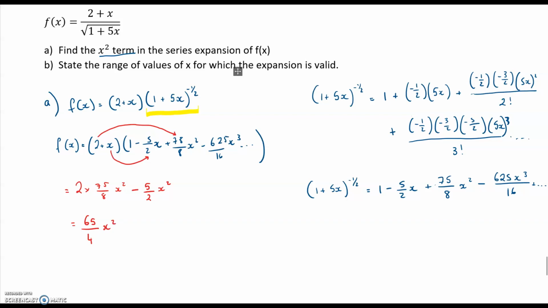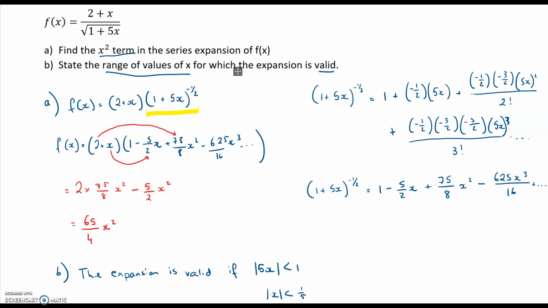Okay, next part of the question says to state the range of values of x for which the expression is valid. So again, for this one, remembering that we're looking at any coefficients in front of the x term, the expansion is valid if we take the modulus of 5x and that is less than 1, and therefore the modulus of x has to be less than 1/5 if we then go through and divide by that 5. Okay, so there we go.